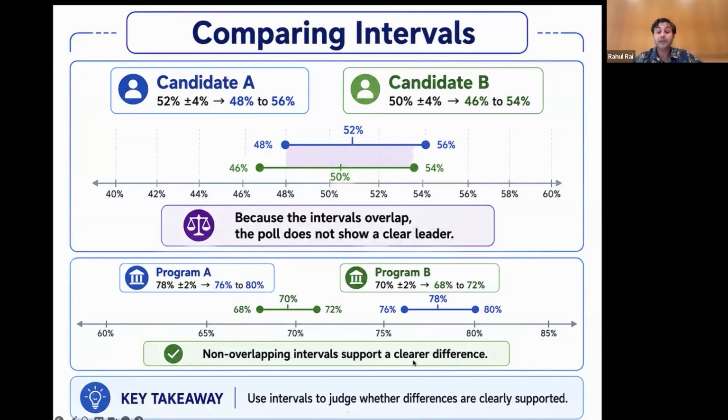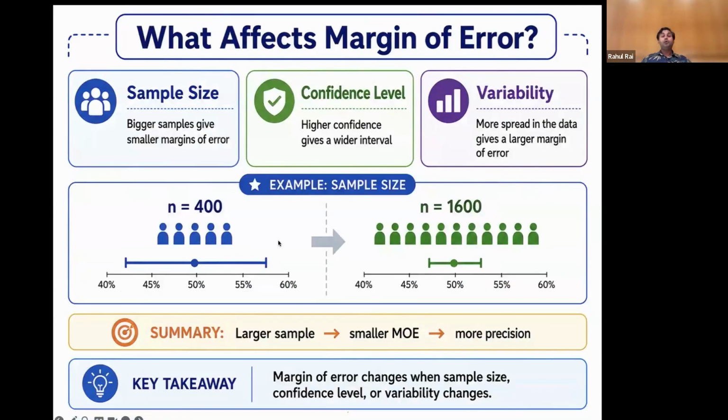So in this case, it supports a clearer difference. If higher is better, then program A is clearly the leader, better compared to program B. So use intervals to judge whether differences are clearly supported. If there is overlap, there is no clear winner among the choices that you might have. But if there is no overlap, then definitely there is one clear winner among the two or three candidates you can have. Okay. So what are the things that affect margin of error?